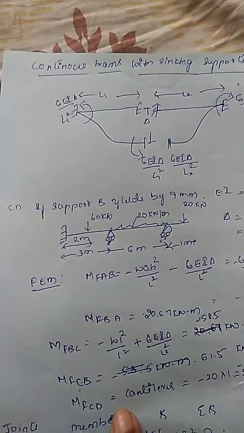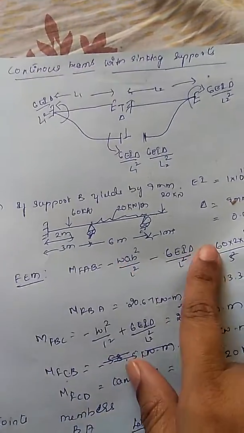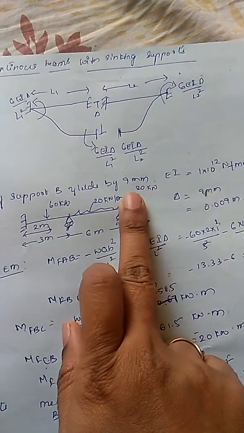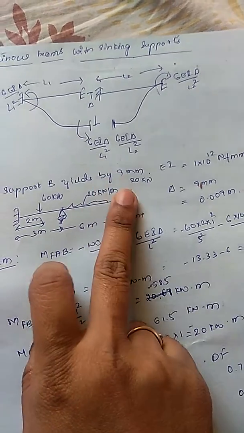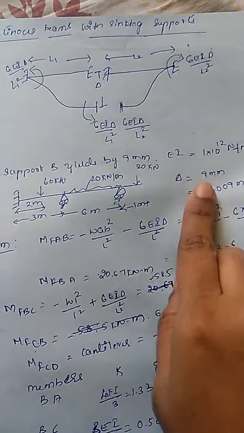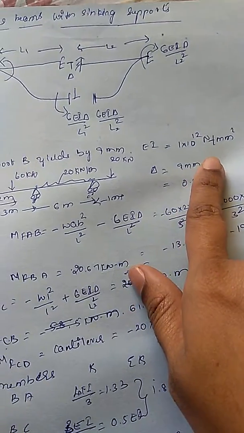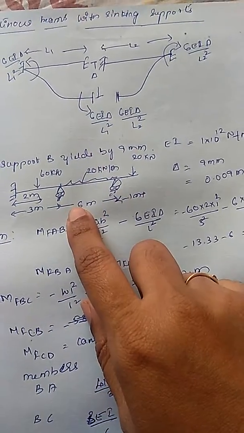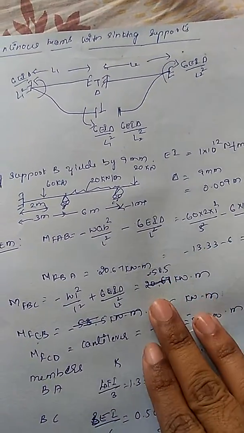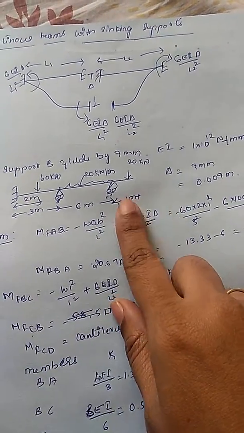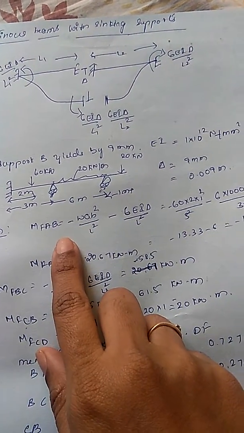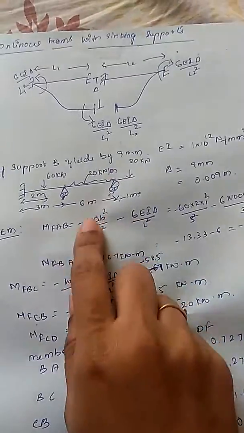Let me consider one problem here. This is a continuous beam where support B yields by 9 mm, that is the delta value, and the EI value is given as 1 into 10 raised to 12. The first step, as you know, will be the same, but here it yields by 9 mm, so delta is given, and you can calculate the fixed end moments according to the loadings.